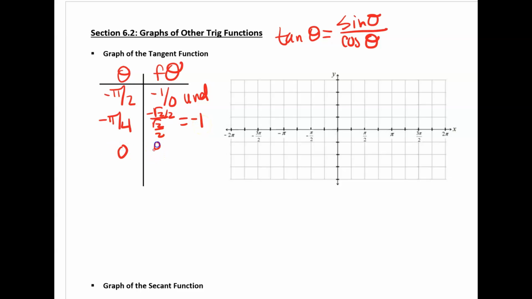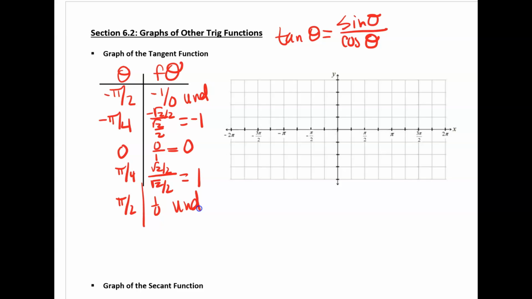At 0, we're at 0 over 1, so just 0. At positive pi over 4, again, square root of 2 over 2 divided by square root of 2 over 2, so this would be equal to 1. And then at pi over 2, that's 1 over 0, so that would be undefined. And so let's take a look at what this is as we graph it.